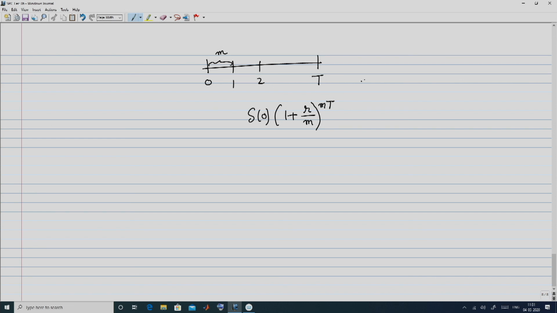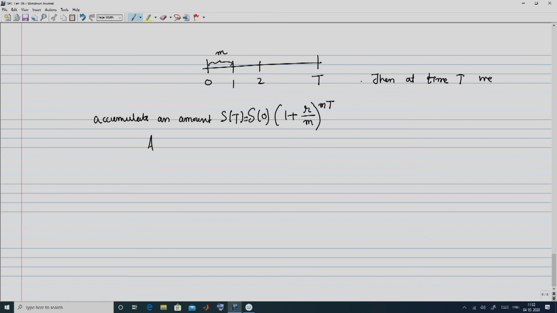So, then I can make the statement that at time capital T we accumulate an amount given by S of t is equal to S naught into 1 plus R by m raised to m t. Now, if I want to do continuous compounding, this means that the interest is being calculated on a continuous basis. So, this means that I will take m tends to infinity for continuous compounding. What do you get?